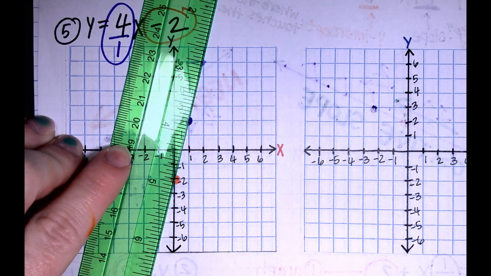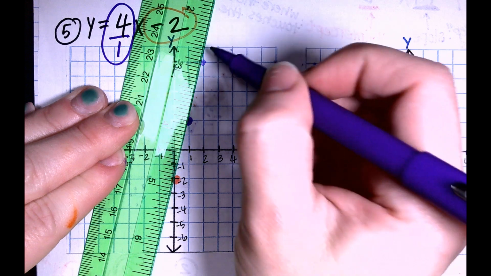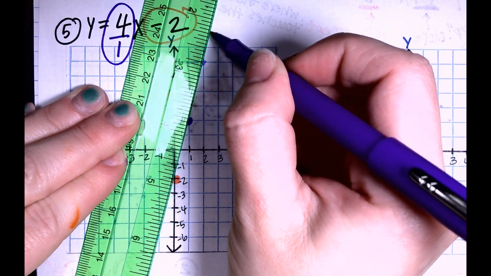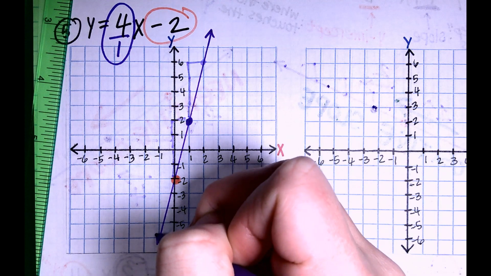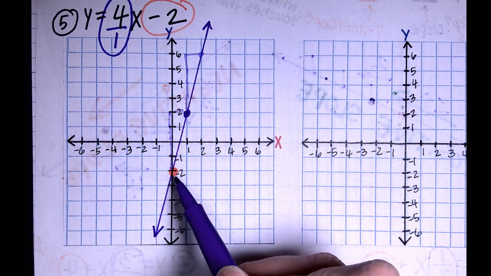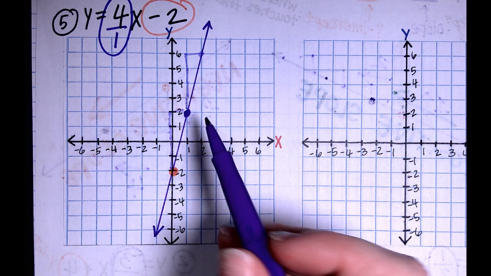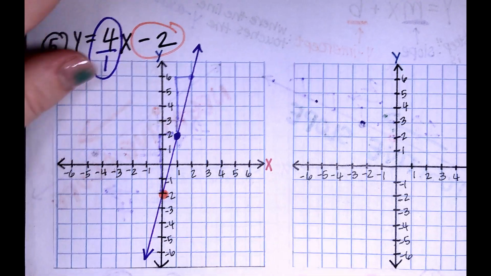And there is our first line. Y-intercept at negative 2. We went up 4. We went over 1. All right.